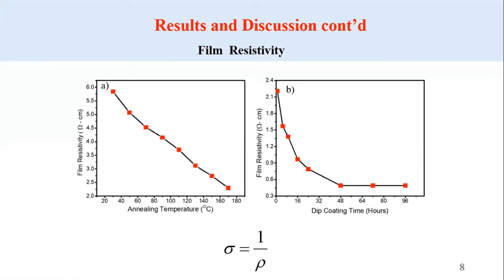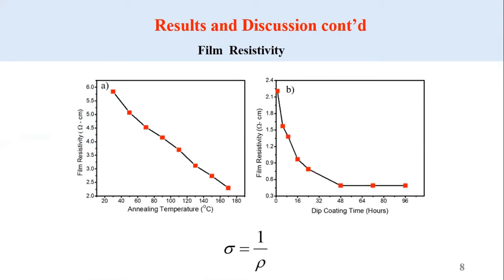And we have said that this decrease in the film resistivity shows that there was an increase in the electrical conductivities, as demonstrated in this equation. We see that the conductivity of the films is inversely proportional to the film resistivity. So as the values of the resistivity decrease, the conductivity increases. And for the films that were prepared in the two-step solution deposition method, we see the same.